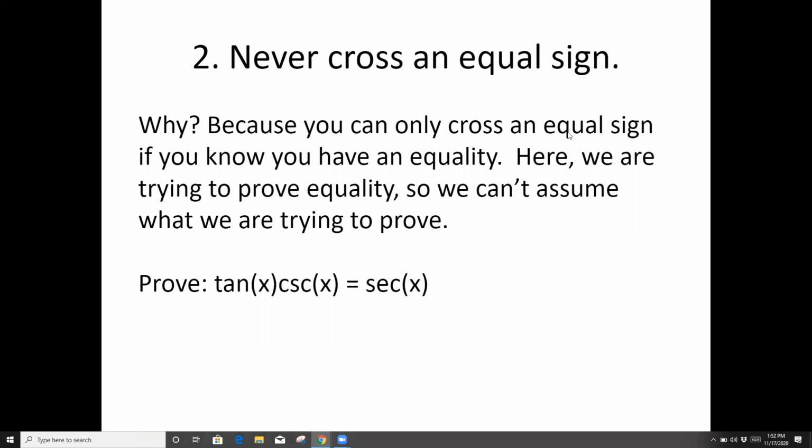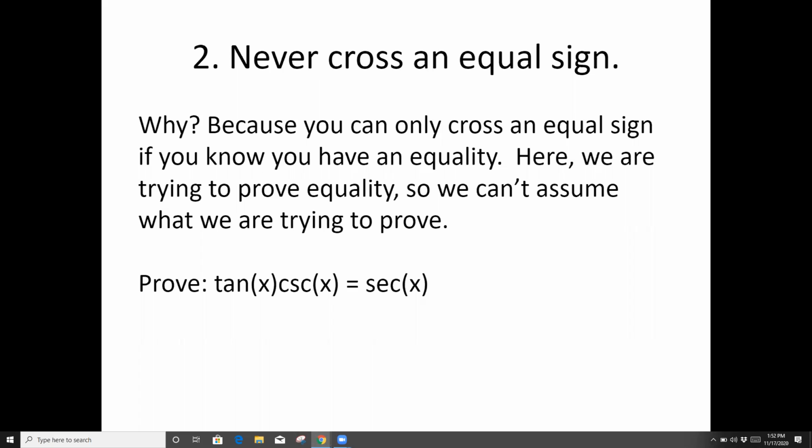All right, so the second rule of proving identities is never cross an equal sign. Why is that? Well, when you solve an equation, you can cross an equal sign because you know it's true. All right, but we're trying to prove something is true, so you can't assume both sides are equal. Therefore, you can't cross the equal sign. You can't assume what we're trying to prove.